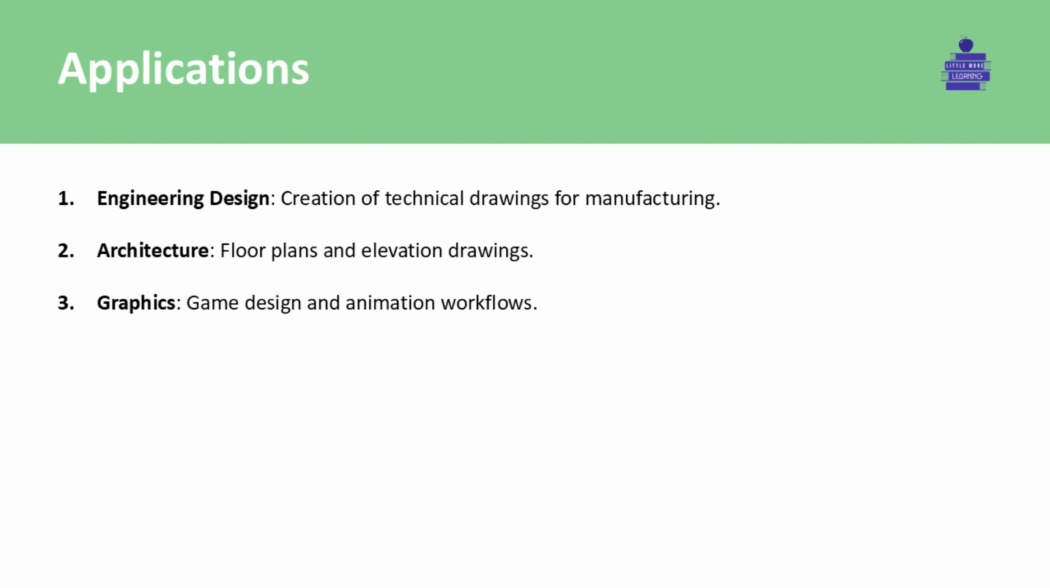3D to 2D conversion techniques are essential in engineering design, creating technical drawings for manufacturing and guiding the entire process. In architecture, they help create floor plans and elevation drawings for construction. In graphics, especially in game design and animation, artists work between 2D and 3D to plan and create complex animations. These techniques are versatile and crucial across various industries for designing and understanding complex structures.